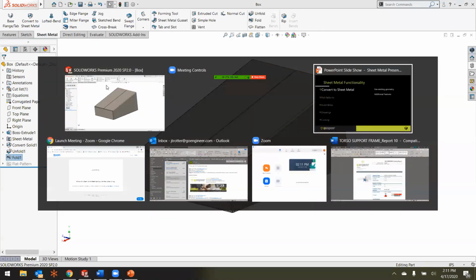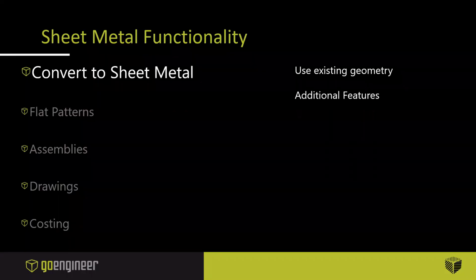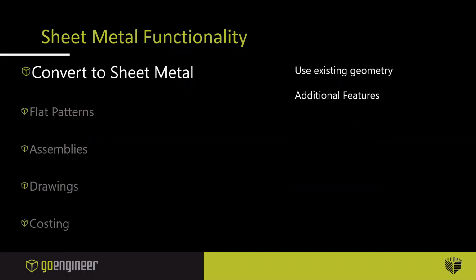So I'm going to come back over here. With the convert to sheet metal option, that's one option that you can pursue if you're not starting out from sheet metal to begin with, using that existing geometry, and then we see we have different features that you don't have outside of the sheet metal module.